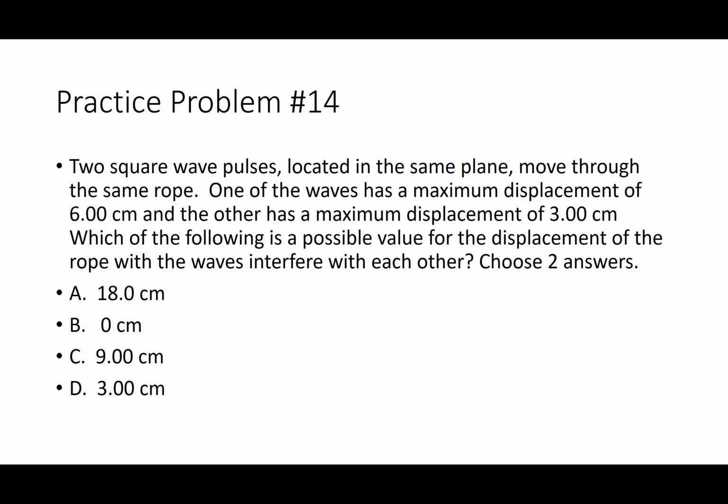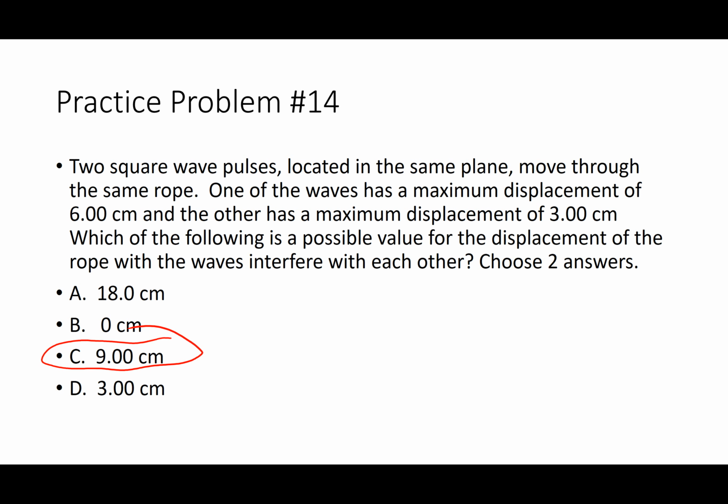All right, when two waves interfere, their summed displacement has to equal the algebraic sum of the individual displacements. So if they're constructively interfering, if they meet crest to crest or trough to trough, we're going to get 6 plus 3, we're going to get 9 centimeters. So answer C is a valid answer.